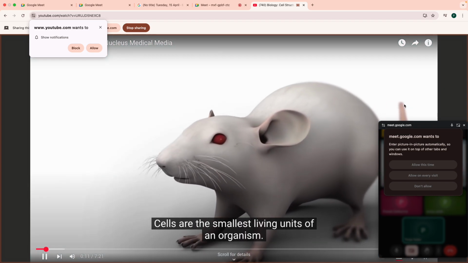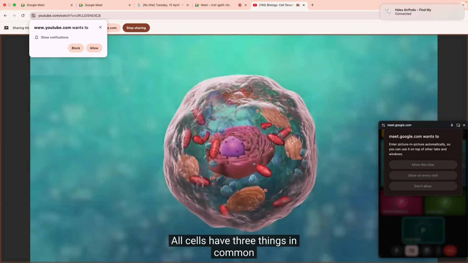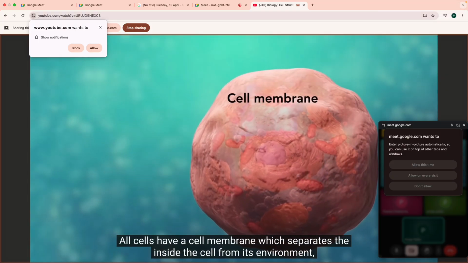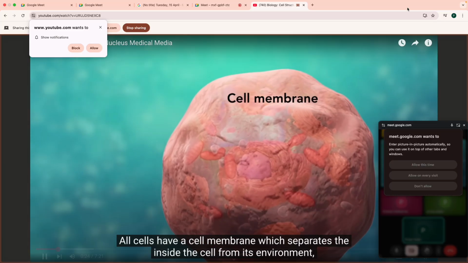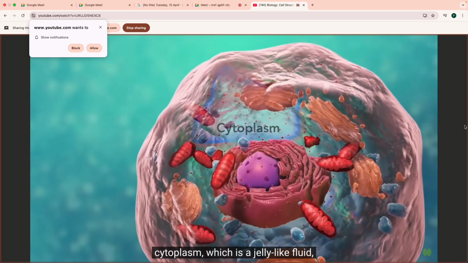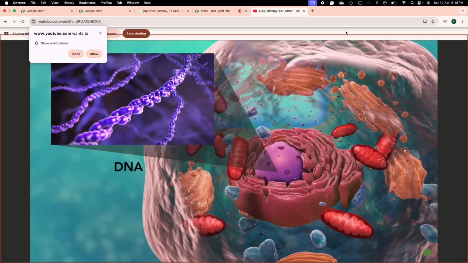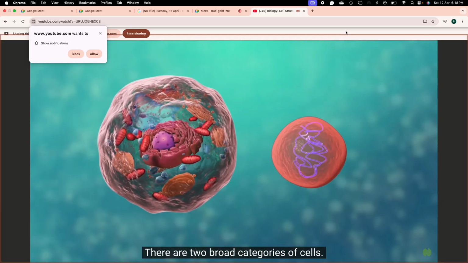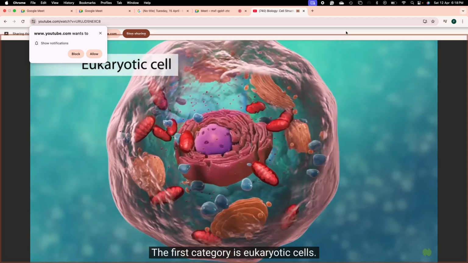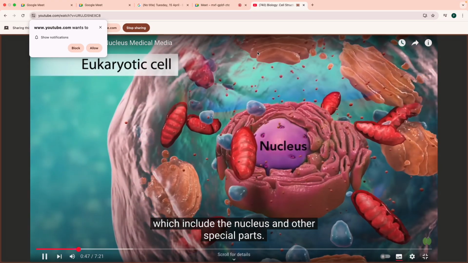Cells are the smallest living units of an organism. All cells have three things, no matter what type of cell they are. All cells have a cell membrane, which separates the inside of the cell from its environment, cytoplasm, which is a jelly-like fluid, and DNA, which is the cell's genetic material. There are two broad categories of cells. The first category is eukaryotic cells. They have organelles, which include the nucleus and other special parts.